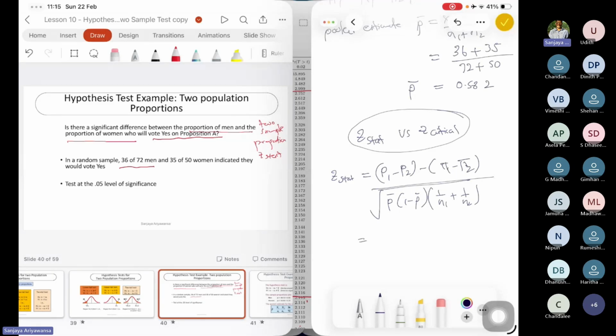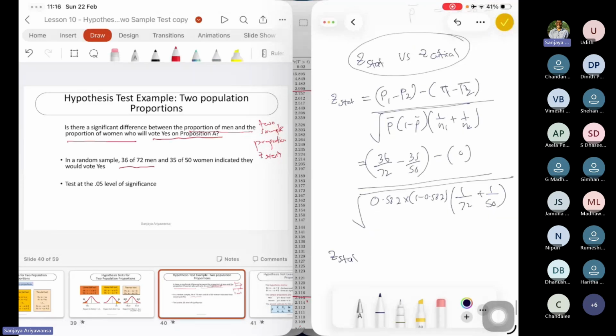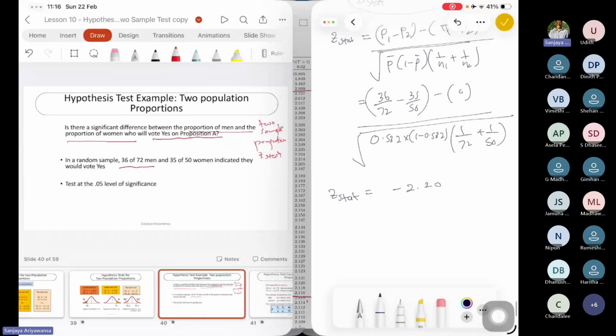So what is P1 minus P2? P1 minus P2 is 36 divided by 72 minus 35 divided by 50, minus, we claim that there's no difference, so it's 0. P bar, we calculated it as 0.582, times 1 minus 0.582, times 1 over n1, which is 72, plus 1 over n2, which is 50. Don't forget the square root. So the Z statistic value then I would get as negative 2.20.